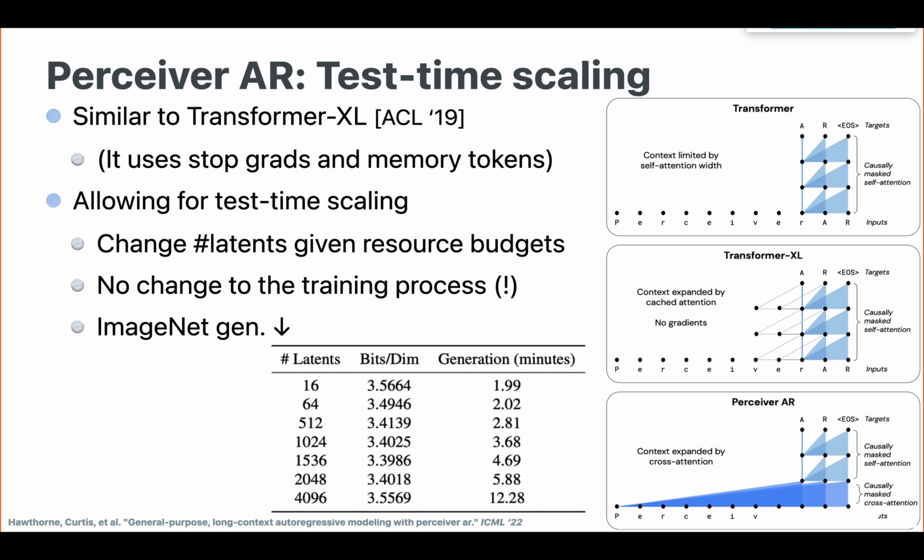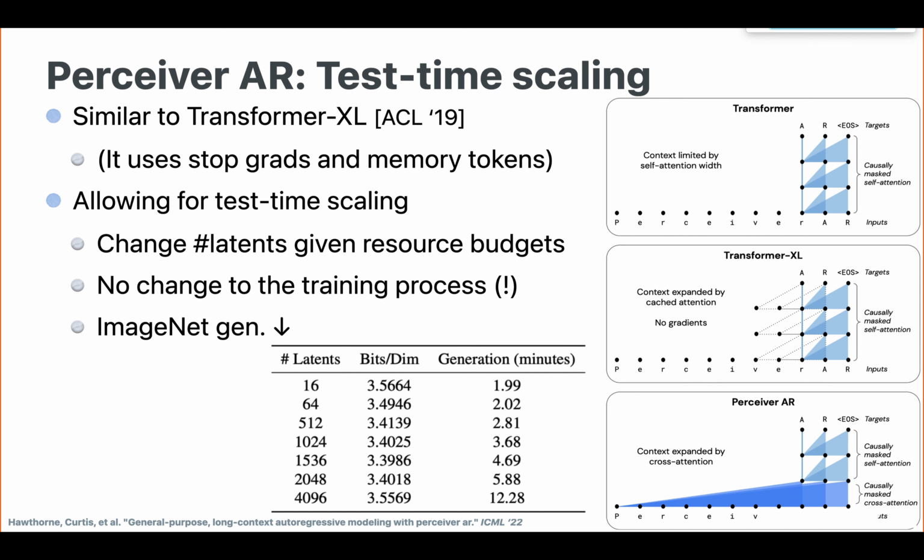So on the top is the vanilla transformer. What we do with a transformer is that, given a long sequence, we can't process all of it, so we do it chunk by chunk, right? We process this, we predict token by token, then we move on to another one. And there's no information flowing between different chunks.